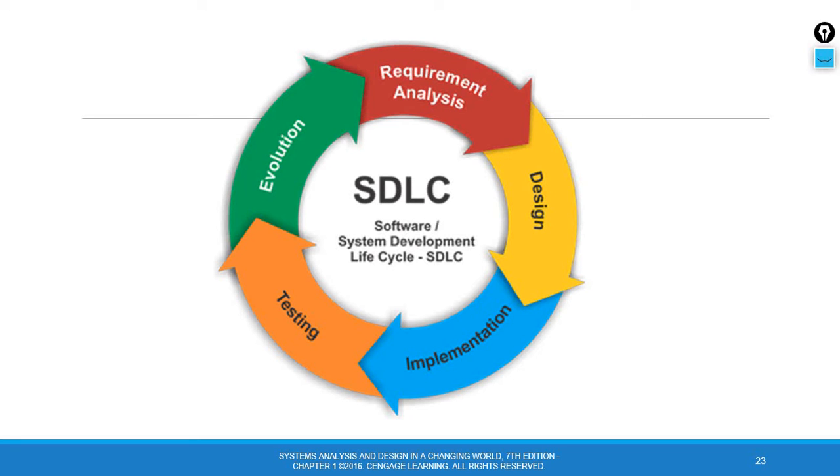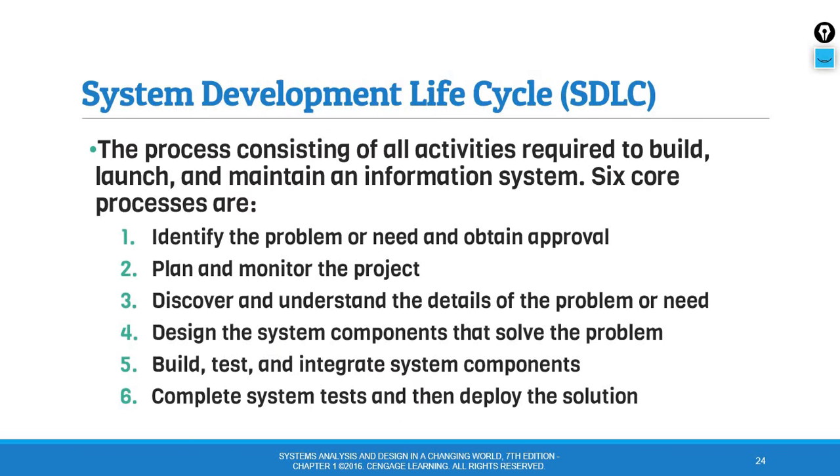There are many different versions of the SDLC. So in this lesson, we distill out 6 core processes required for the development of any new system. In other words, these 6 core processes that we will introduce here are common to all types of SDLC. By understanding these processes, you will not only be able to develop new systems effectively, but you will also be able to adapt to any other SDLC that you may encounter in the industry.